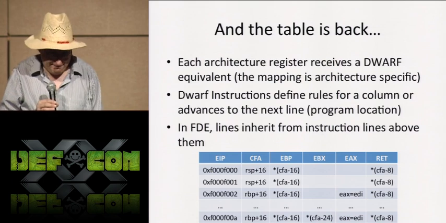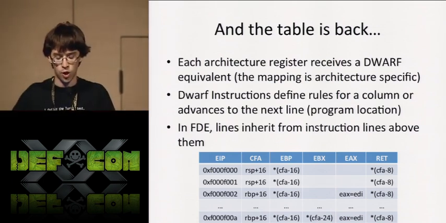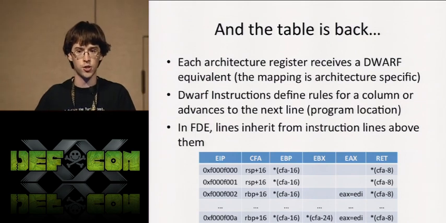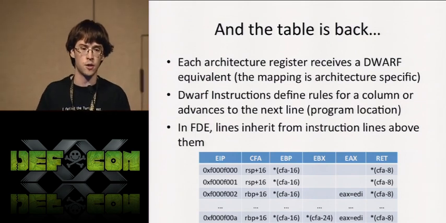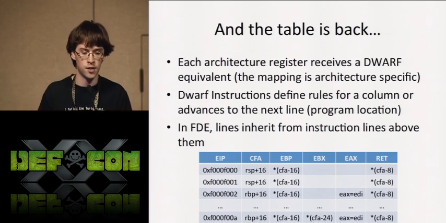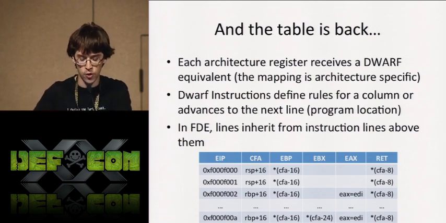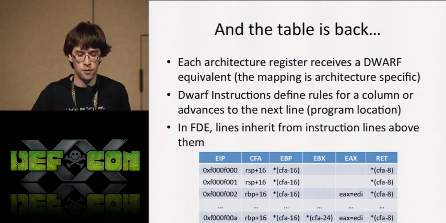Isn't that nifty? So just to bring the table up one more time, each architecture register is mapped to a Dwarf register number. These mappings are architecture specific. They're pretty well documented for the most part. There's a mapping in the x86-64 ABI for x86-64. You can find mappings for Sparc, etc. So each Dwarf instruction either defines the rules for a particular column or advances to the next line of the table. And in general, table rules inherit from the lines above them as a compression mechanism.